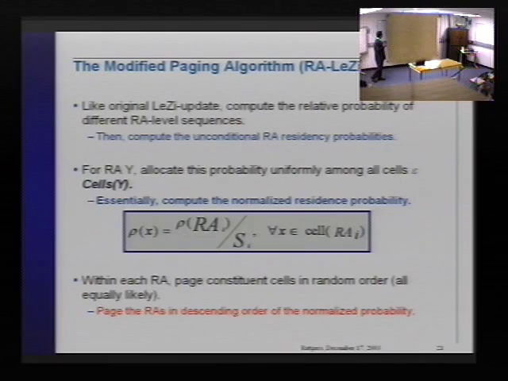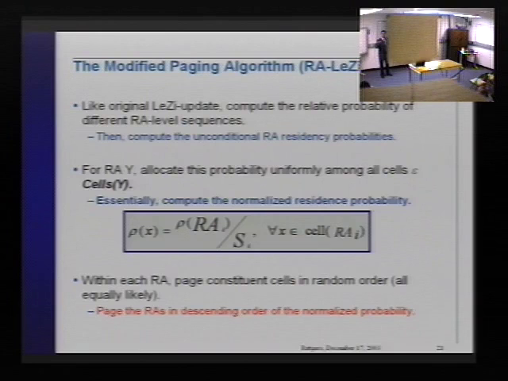So the paging side of things is the same, except that because your symbols are now registration areas, you do the whole process and compute the probabilities of the mobile residing in registration areas rather than in individual cells. Now, because we've lost all information about which cells the mobile visited within that registration area, we just say it might have visited all of them uniformly. So we divide that probability among all the cells uniformly in that registration area.